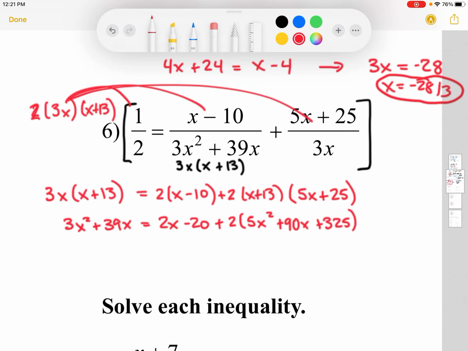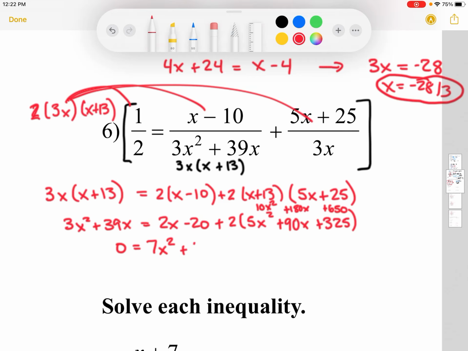So plus 325. And then if we distribute without having to take an extra step, that's going to give us 10x squared plus 180x plus 650. And if we combine like terms, so we got a 10x squared here, we're going to subtract 3x squared. So we get 0 is equal to 7x squared, 180 plus 2x is 182, and then minus 139.